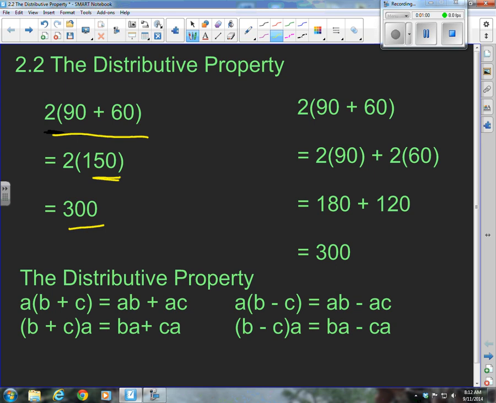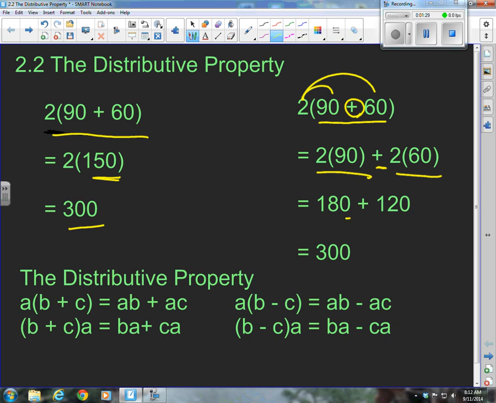Okay, look to the right here. We've got 2 times 90 plus 60. Instead of adding 90 and 60, we're going to multiply 2 by each thing inside of it and separate it by the addition sign that's right here. So I get 2 times 90 plus, because there's a plus sign between them here, and then 2 times 60. Okay, this is the distributive property in use. Okay, so it's 2 times 90 plus 2 times 60.